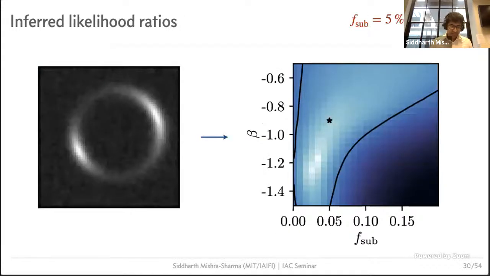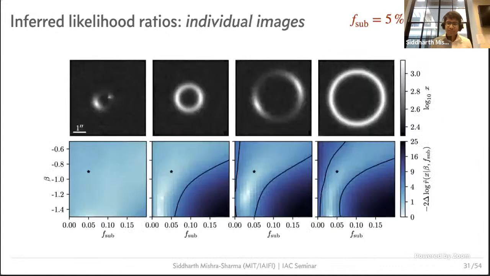So here's an example of that. After training, on the left we have a new image that the network has never seen before. On the right is a heat map of the likelihood ratio, with the true parameter point denoted by the star. The 95% contours are shown in black. You can see, first of all, the true value lies within the contours, which isn't that impressive because the contours are very wide. But now we can look at a few different lenses to see what's going on.